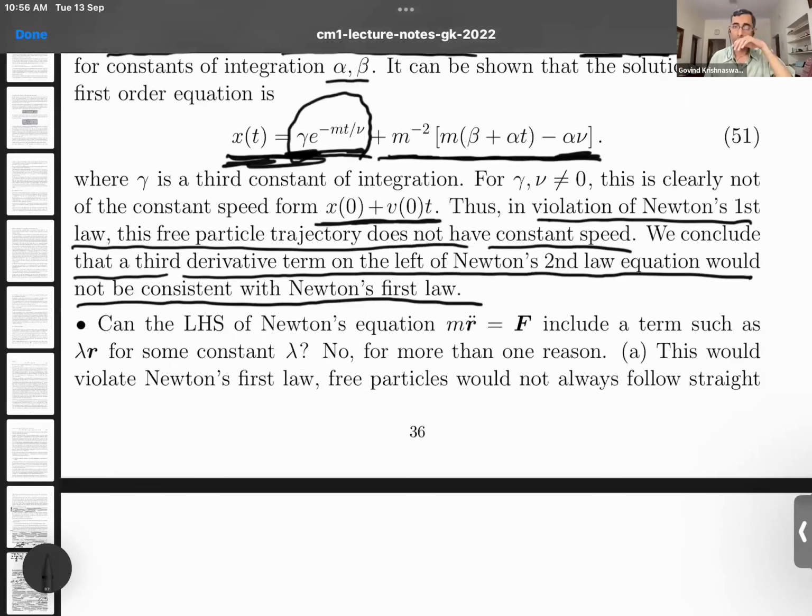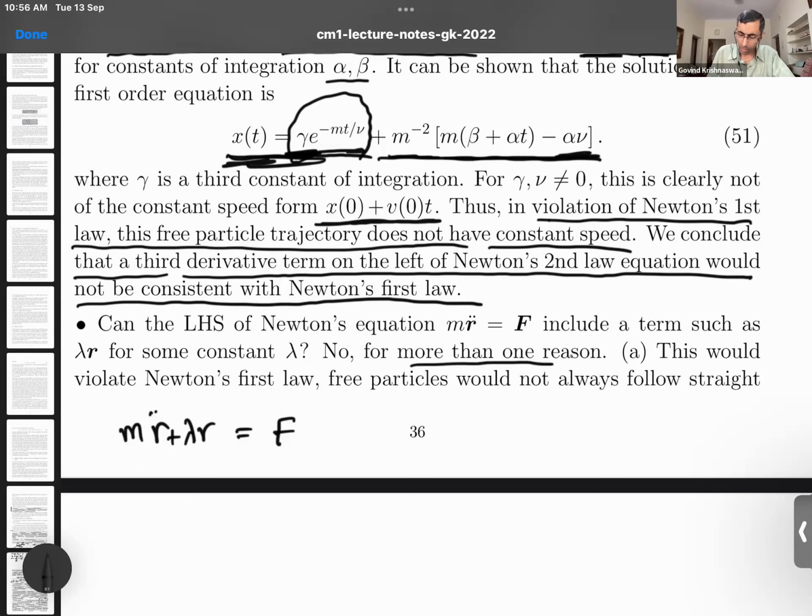You may ask a further question. We are talking about first derivative, third derivative, and so on. What about a term without any derivative? Yeah, we have got our equation of motion, mr double dot is equal to force. But can I add one more term here? Like, that doesn't even depend on derivatives. Lambda times r. Yeah, for some constant lambda. Am I allowed to do that? Yeah, turns out even that is not allowed.